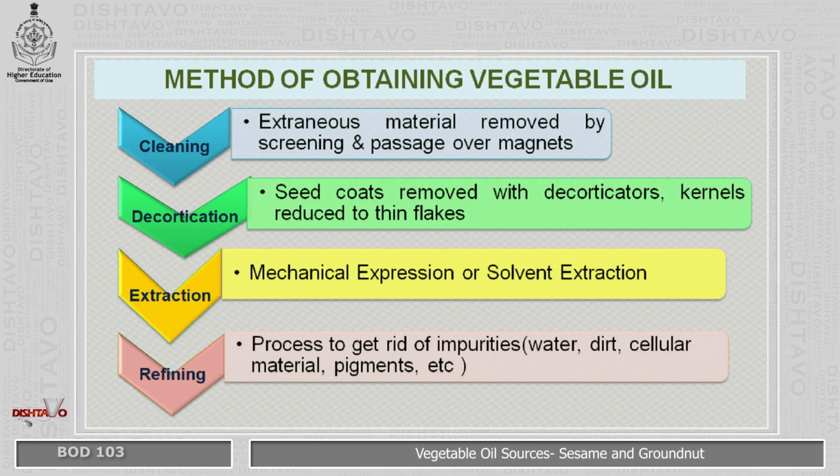In order to obtain vegetable oils, we have the process of cleaning, decortication, extraction and refining. In cleaning, the extraneous material like dirt and twigs is removed by screening and passage over magnets. In decortication, the seed coats are removed with decorticators. Then the kernels are reduced to thin flakes. Extraction involves mechanical expression or solvent extraction. And refining is a process to get rid of impurities like water, dirt, pigments, etc.